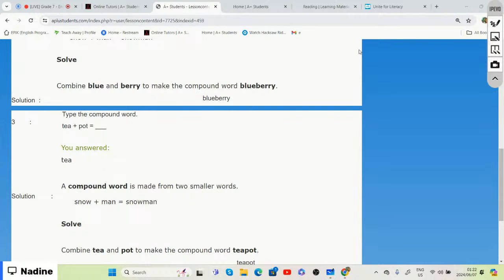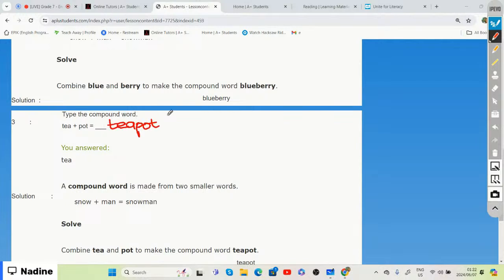So tea plus pot. So we have tea plus pot, keeping in mind that is a compound word that is made up of two simple or smaller words, right? And if we put those two words together and we create one word, and then it will be teapot because it is tea plus pot, right? And we make a teapot. So well done. Teapot is great.